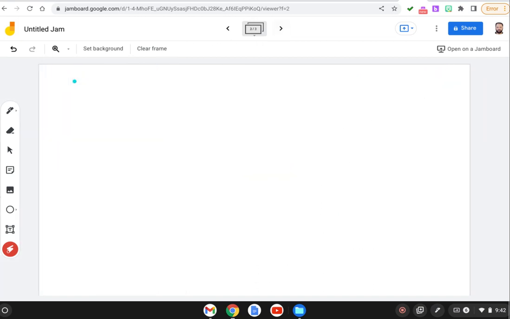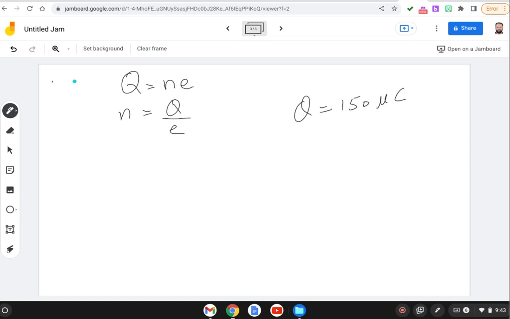See, this is the formula: Q equals Ne. In the question they are asking how many electrons transferred to the balloon, so they are asking N, the number of electrons. So N is equal to Q by e. Rearrange. Now, Q is given in the question, that is 150 microcoulomb. Micro means 10 power minus 6 coulomb.